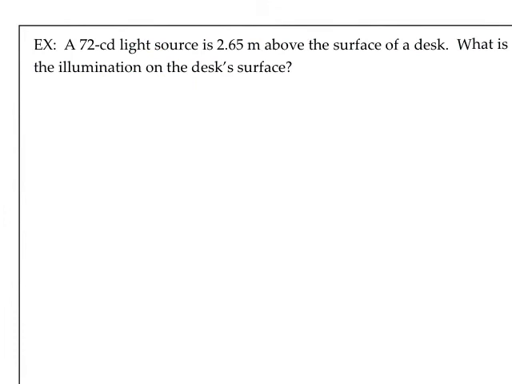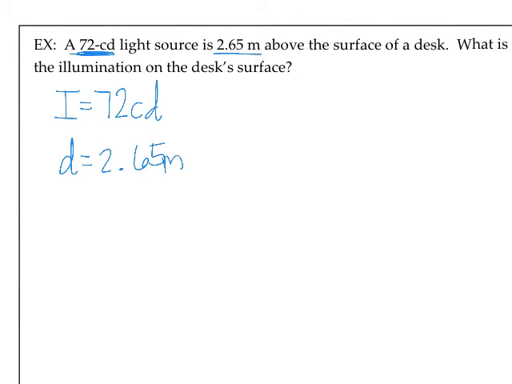So we are given a 72 candela light source. This is when the units really come in handy because it doesn't tell us if that's flux or intensity or illumination. It just says 72 candelas. So if we know our units, we know that intensity is the thing that's measured in candelas. And then we know that this source is 2.65 meters above the surface of a desk. So that one obviously should be a distance. And then next we're looking for the illumination.